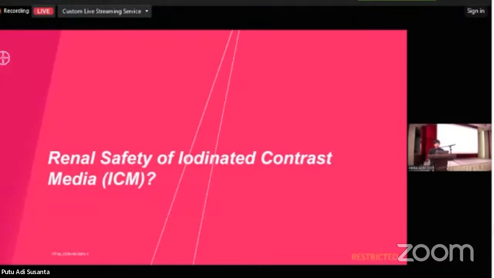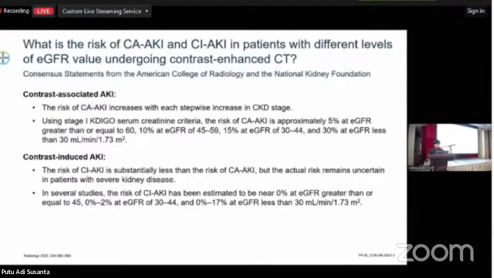So next, I would like to discuss the renal safety of iodinated contrast media. First of all, in the guideline, it is not recommended to acquire renal function information before intravenous iodinated contrast media for all patients. So which factors can be used to identify patients who may warrant further renal function assessment?